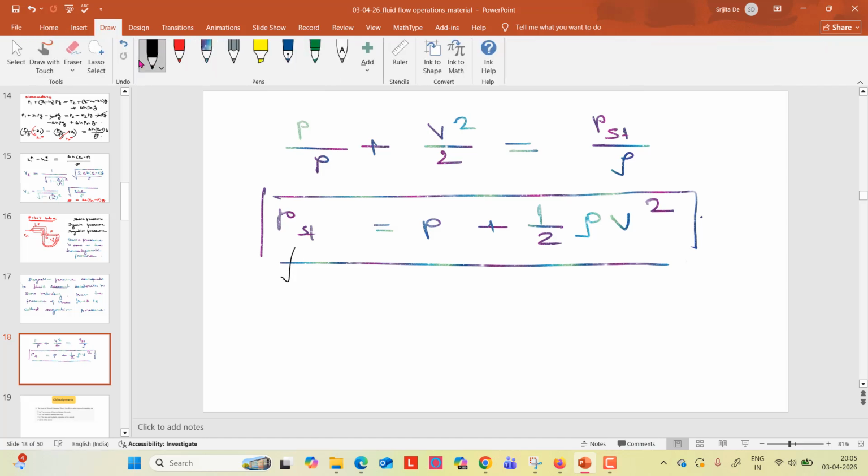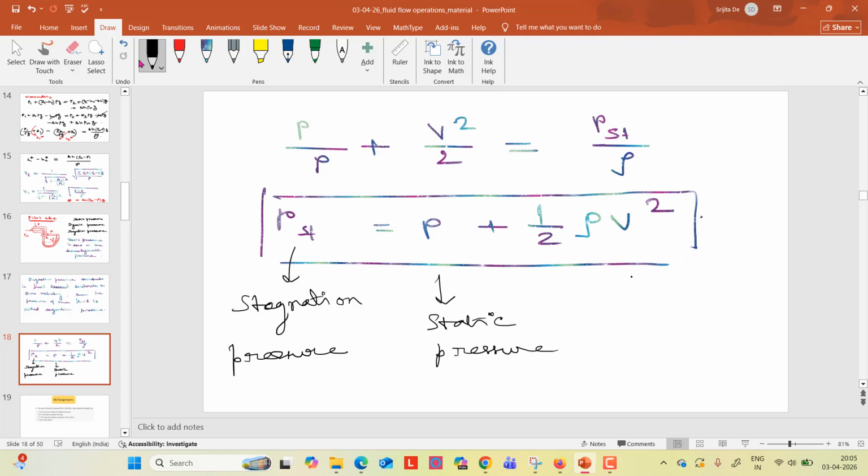So this one is your stagnation pressure. This one is the static pressure or thermodynamic pressure. And this is the dynamic pressure. Okay.